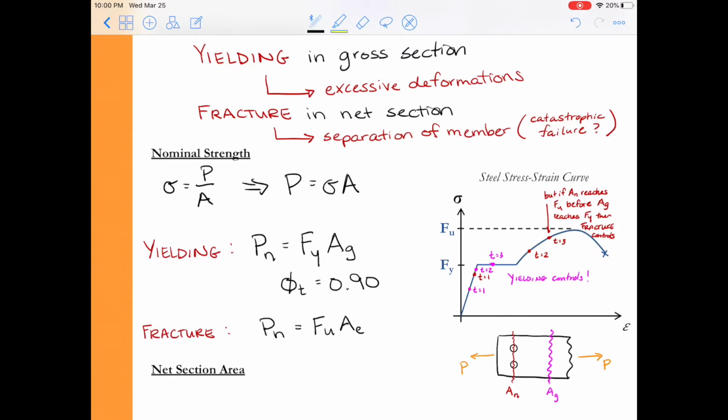And I'm going to call this A sub E, and this is just going to be an effective area. So as we continue to learn about tension member limit states, we'll see that the effective area is going to equal the net section area times another factor that we're going to talk about in a little bit. Phi for fracture is given to us as 0.75. And if we think about this logically, we know that fracture is more severe, and so we want to have a larger reduction to our strength so that we're more assured that fracture won't happen in our connection.